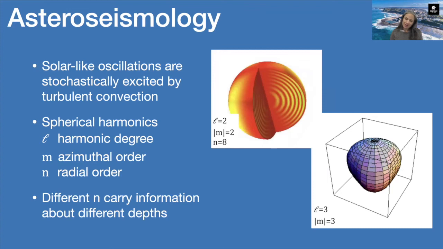What gives us the depth information is modes of different radial order. Modes with different N will have different sensitivities as a function of depth. So by looking at perturbations to the oscillation modes with different radial orders, we can build up a radial profile of the different structure or dynamics of the star.